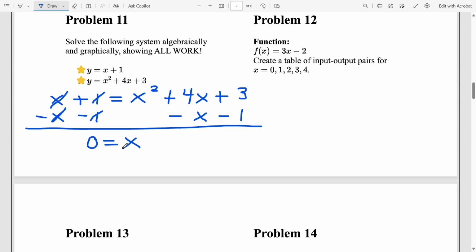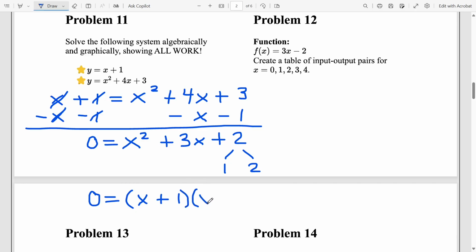That equals x squared plus 4x minus 1x, so plus 3x, plus 2. And we can factor this. So this factors to, well, the factors of 2 are 1 and 2, and we have plus and plus here, so I'm going to look at positive factors. 1 plus 2 adds to 3, so I can write the right-hand side in factored form as 0 equals x plus 1 times x plus 2.